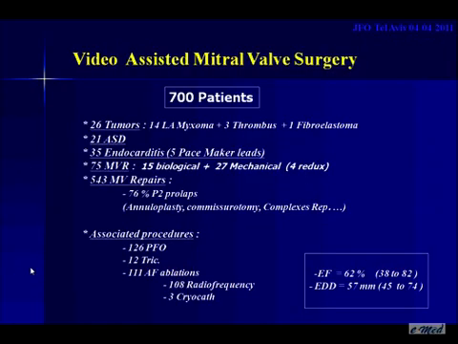Now, these are the results of my experience. There is nothing very specific. They are the results which are expected after mitral valve surgery.